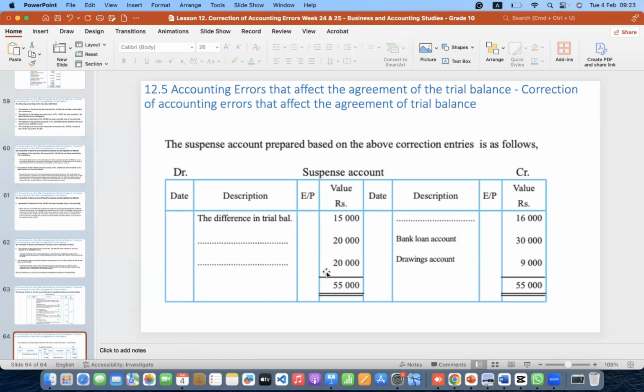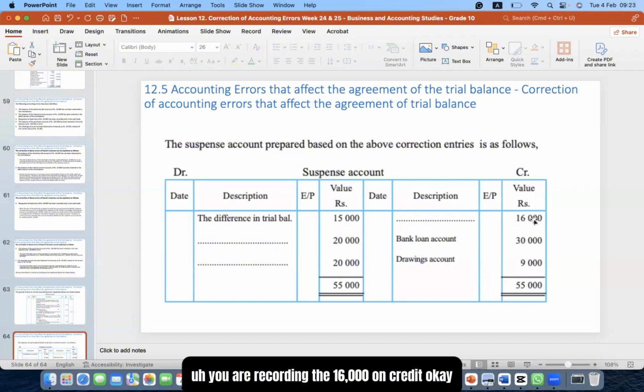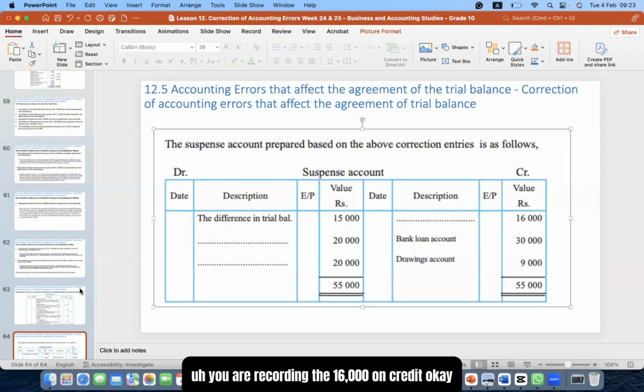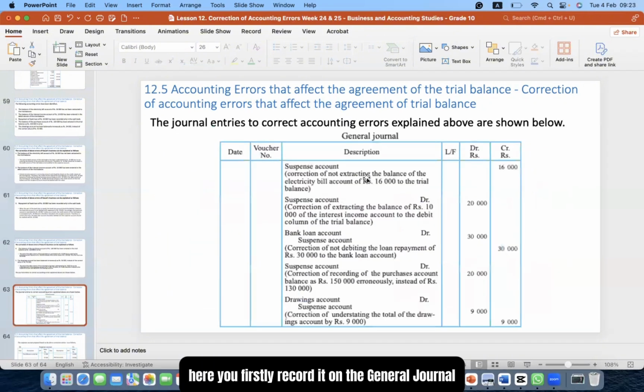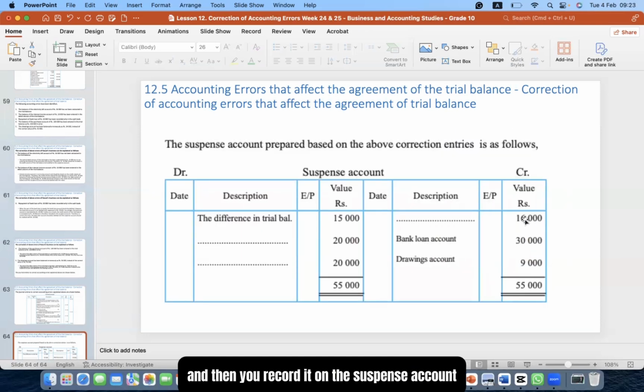Suspense account to zero. So first correction, you are recording the 16,000 on credit. Here you firstly record it on the general journal and then you record it on the suspense account.